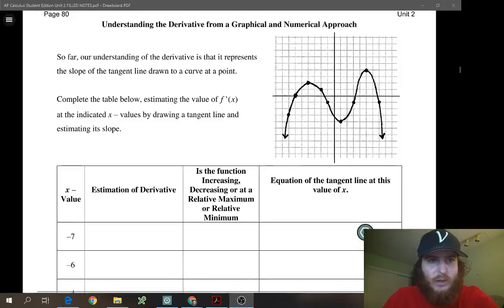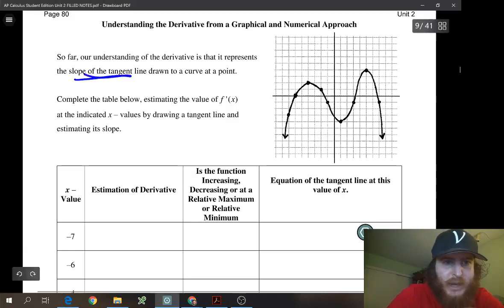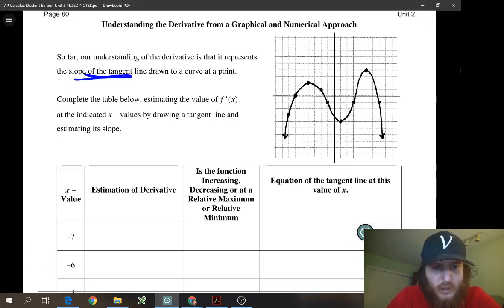Okay, so for today's notes, make sure you have page 80 out. And so we're going to talk about kind of the derivative, but this time from a graph. And so what we do know already is we know that the derivative is the slope of our tangent line. Okay, and so I'm going to do this first one with us, and we're going to estimate it. And then I want you guys to try to do the rest of them on your own, like pause the video, do it on your own.